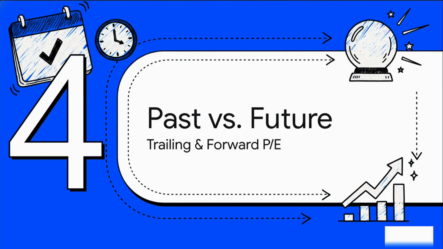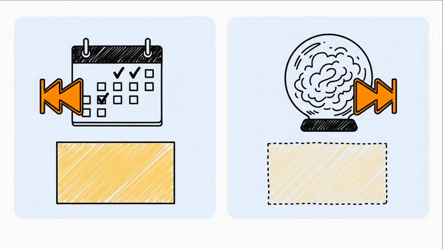All right, let's add one more important layer here. Not all PE ratios are looking at the same thing. Some are looking at the past, and some are trying to predict the future. And this is a really big deal. You've got the trailing PE, which uses the actual real-deal earnings from the last year. It's based on facts. Then you have the forward PE, which is based on what analysts think the company will earn in the next year. It's an educated guess. And, well, guesses can be wrong.